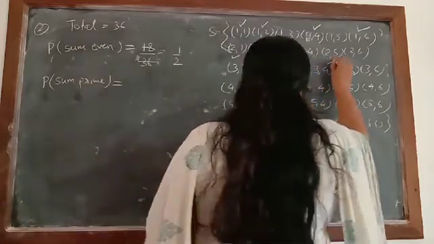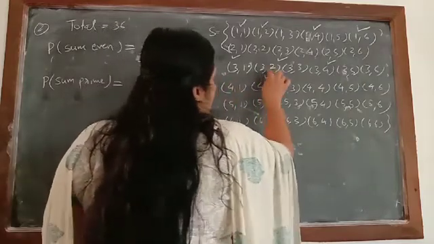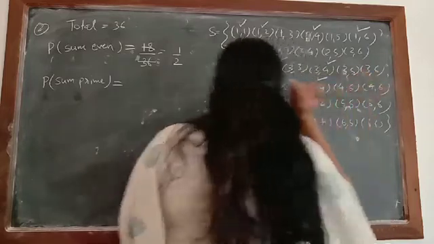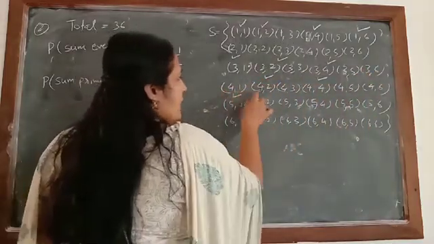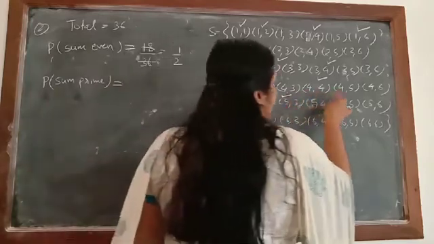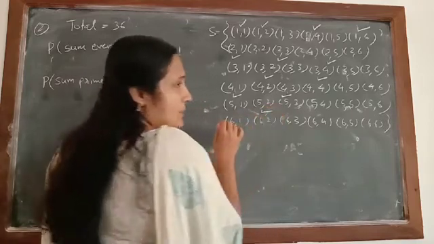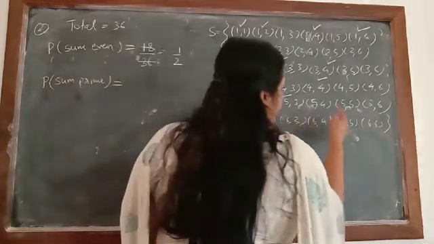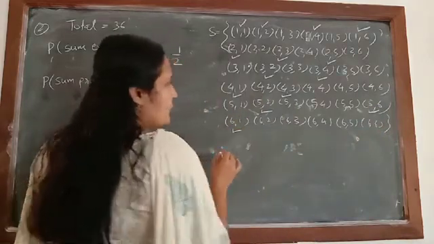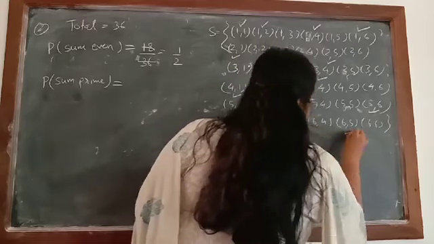2 4 will not come, 2 5, 2 6 also will not come, 3 1 not possible, 3 2, then 3 3 not there, 3 4, 3 6 not possible, 4 1, okay, 4 2 will not come, 4 3 can be possible, 4 4 no, 4 5, 4 6 also no, 5 1, 5 2 can be possible, then 5 3 no, 5 5 is 5, 5 6 is 11, then here 6 1, 6 2 not, 6 3, 6 4, 6 plus 5, 11 there.